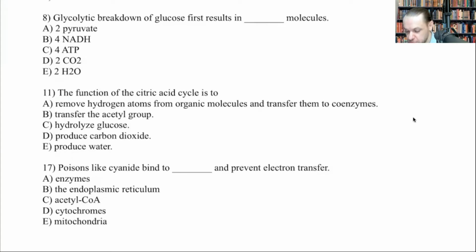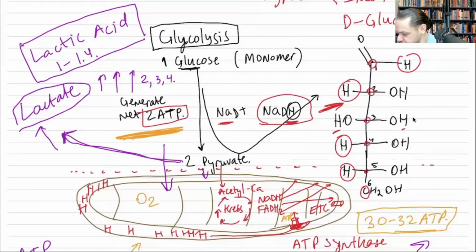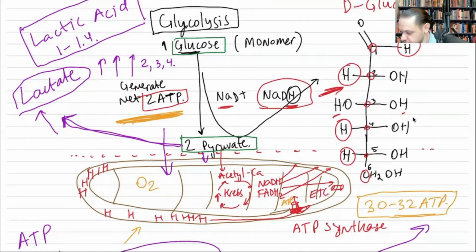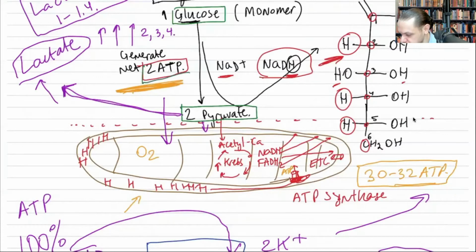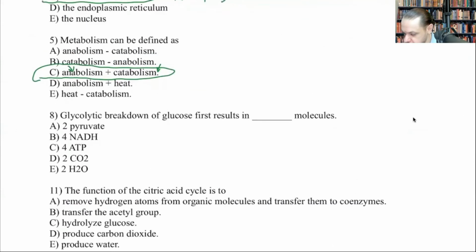So initially, remember, let me go back to this diagram as I was drawing. When you break down the glucose, you arrive here, so you only make 2 ATP. Remember that with glycolysis. So for number 8, the correct choice would be A, because you only make 2 ATP. You don't make 4. And then the breakdown first results in 2 pyruvate. So for 8, the choice is A.